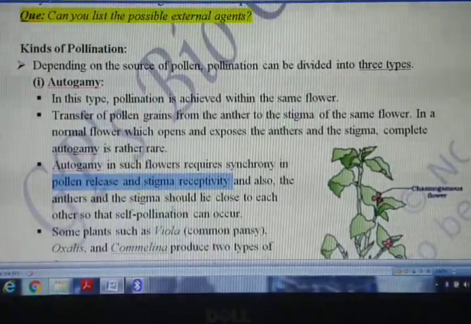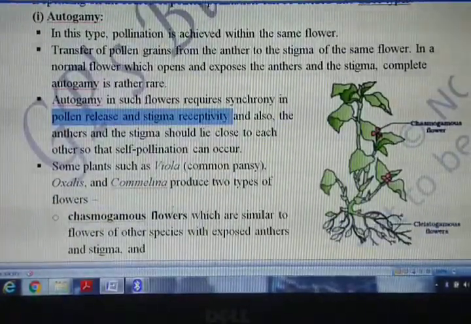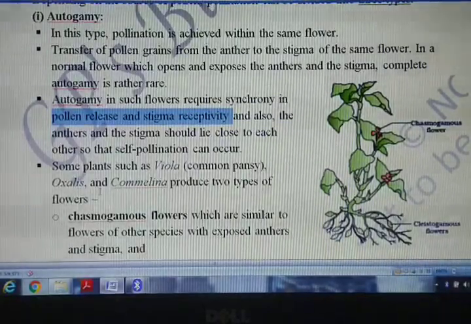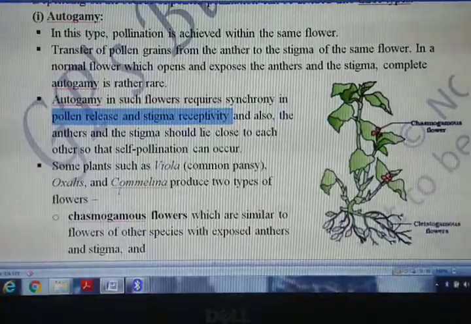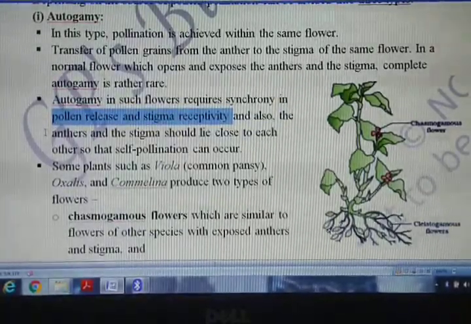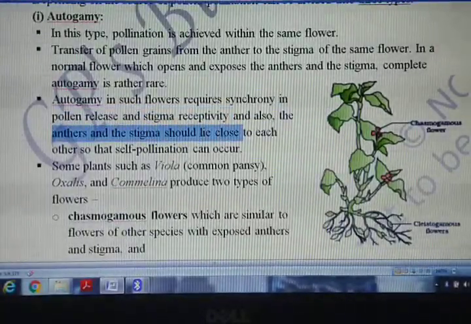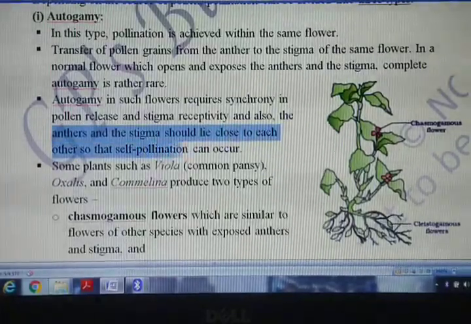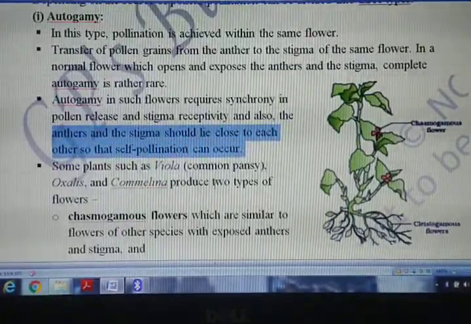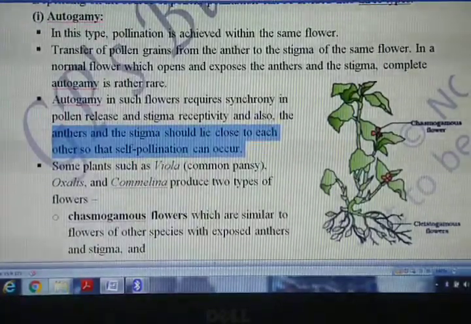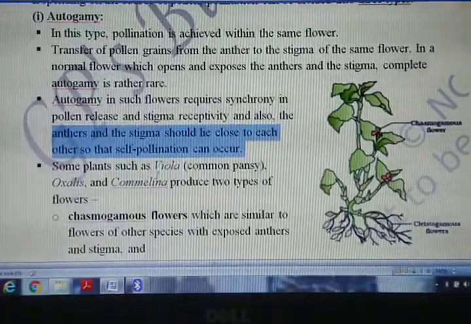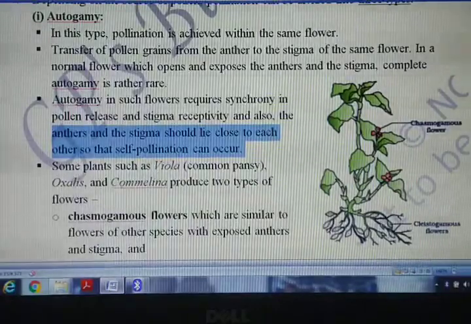fertilization can be effective. Now over here one more thing is important, that both the stigma and anther have to lie very close to each other, so that self pollination or otherwise autogamy is possible, because we are talking about transfer of pollen grain from the anther to the stigma of the same flower.